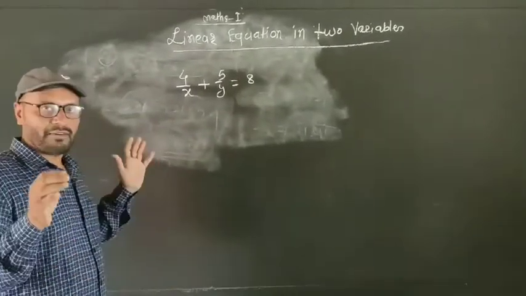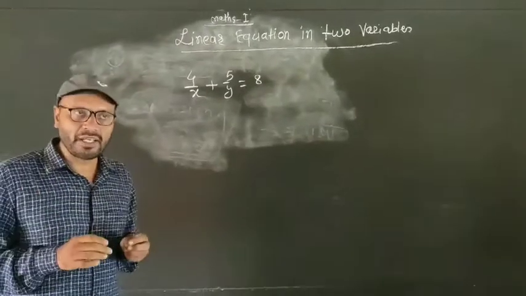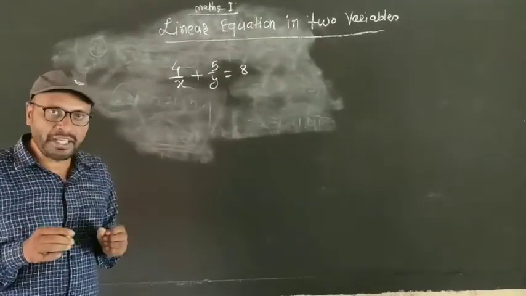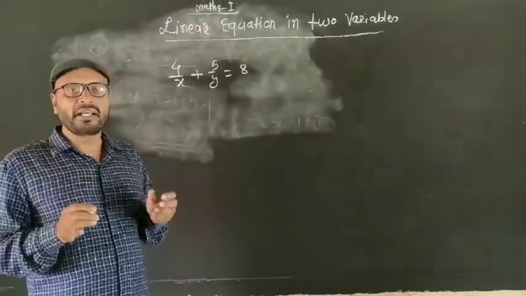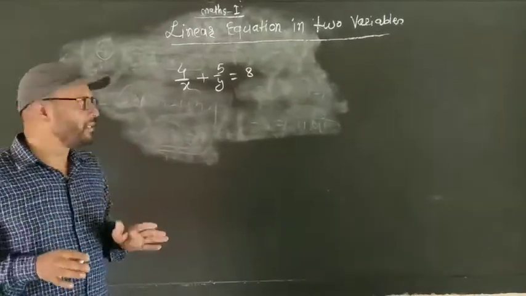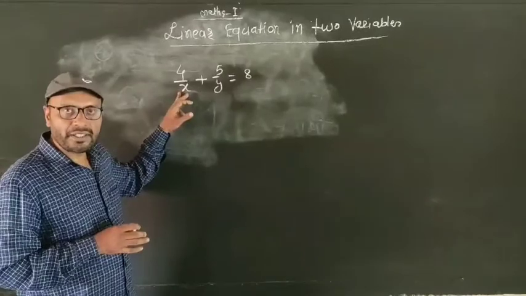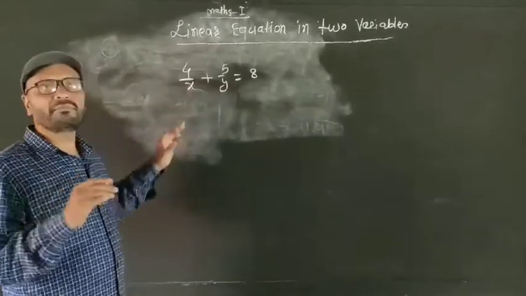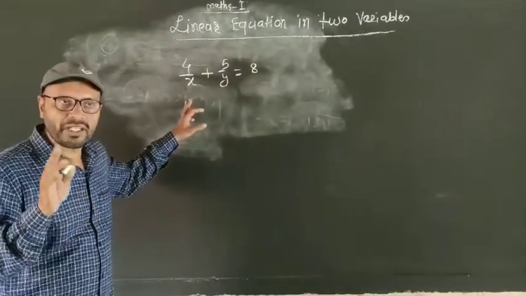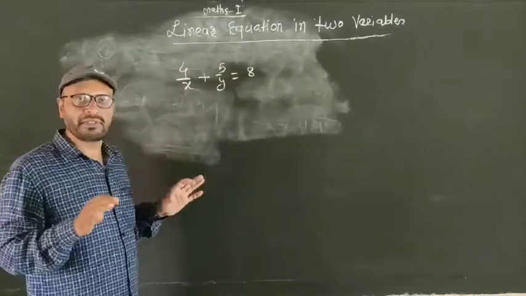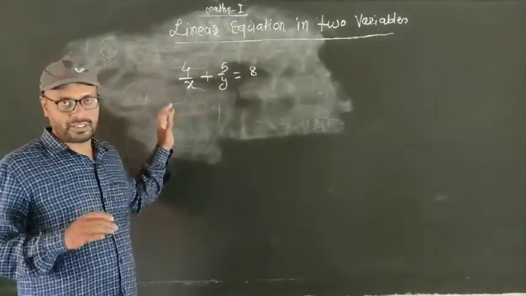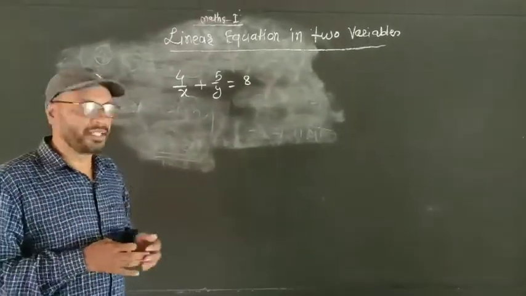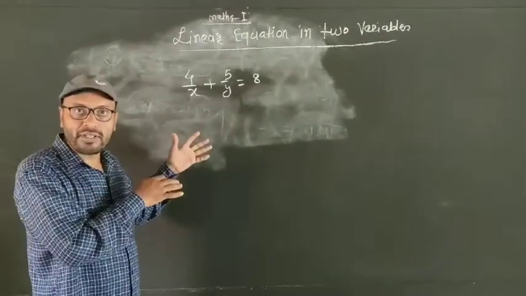Why? Because our definition was an equation which contains two variables, and the degree of each term containing the variable is 1. Here the terms containing the variables have a negative degree, that is, their degree is -1. So this totally contradicts the definition of our linear equation in two variables. Then some students asked me, sir, such examples are given in our textbook, so if they are not linear equations, why are they introduced in the book?